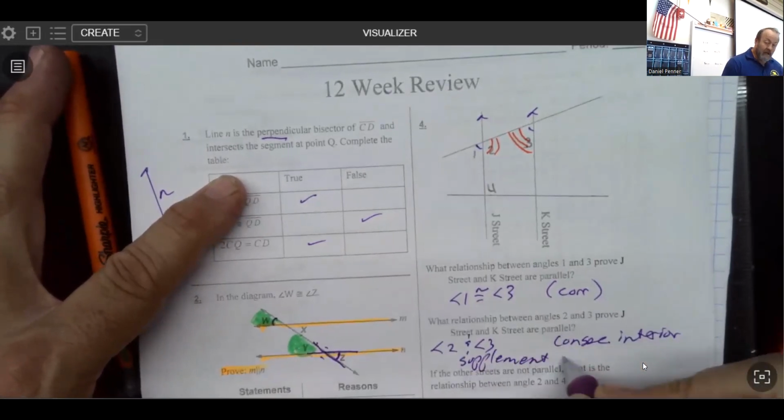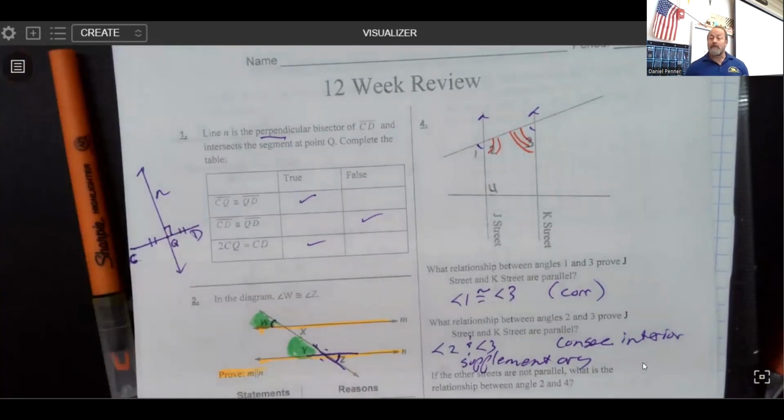Now, keep in mind, I'm using the word supplementary, but if you wanted to say that the sum of those angles was 180, that the measure of angle 2 plus the measure of angle 3 is 180, that would be fine because you would just be using the definition of the word supplementary.